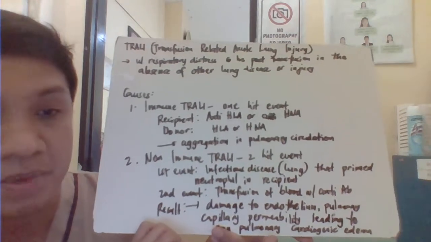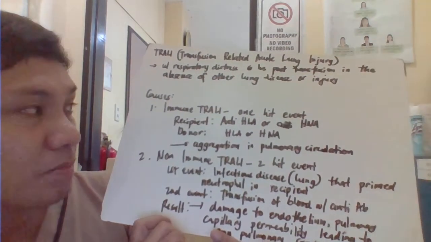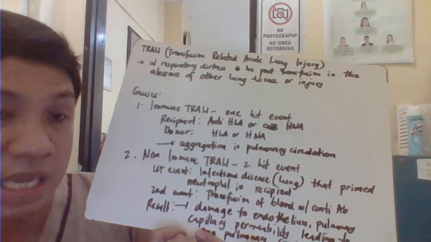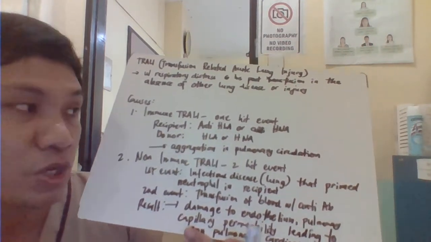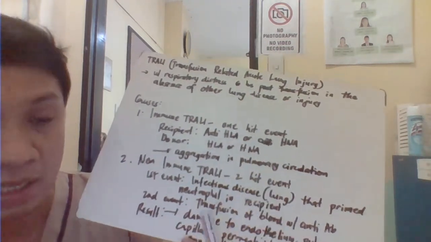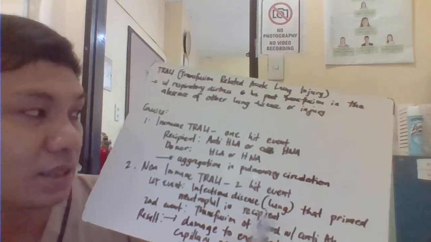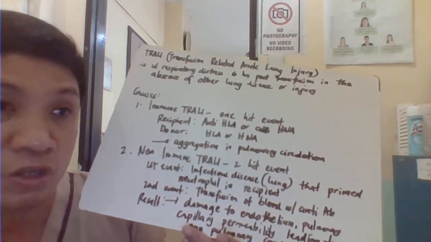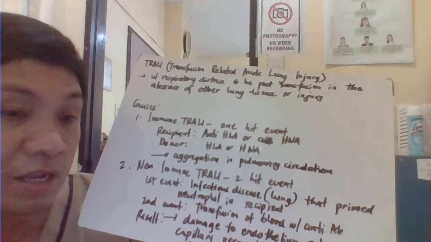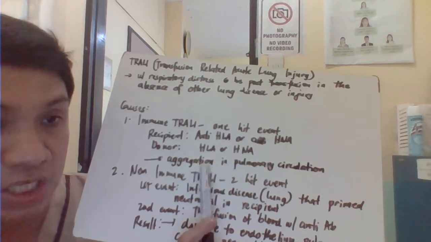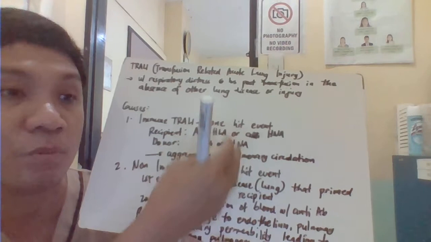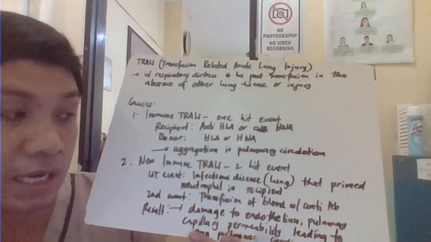Okay, there are two mechanisms here for transfusion-related acute lung injury. Number one is your immune TRALI. Immune TRALI here is a one-hit event wherein the recipient already has anti-human leukocyte antibody and anti-human neutrophil antibody, and the donor's blood has the human leukocyte antigen and human neutrophil antigen. So upon transfusion, you form an antigen-antibody complex that results in aggregation in the pulmonary circulation, and the patient has difficulty breathing, resulting in pulmonary distress that becomes your TRALI.